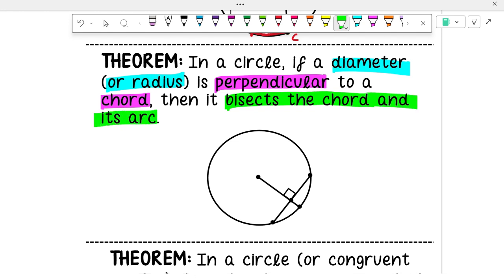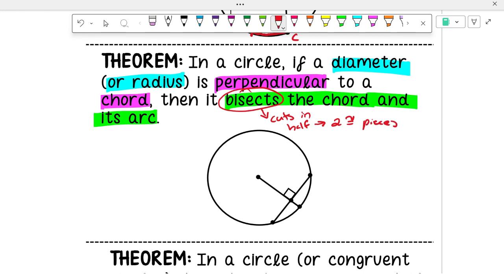All right, so this word right here, we've seen it a lot. Bisects. What does that mean? Cuts in half. It goes in half. So in other words, if it cuts it in half, what does it create? Two congruent pieces. Right.